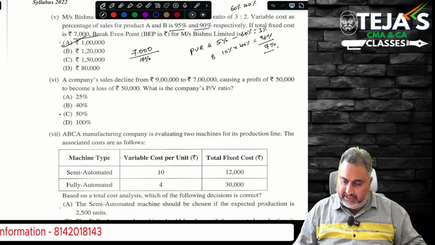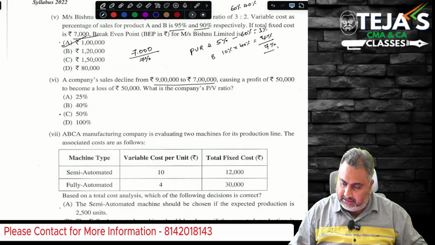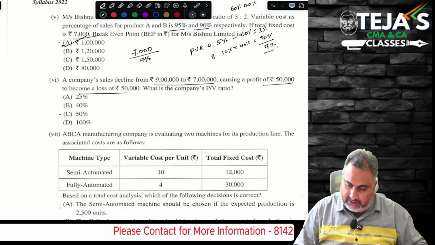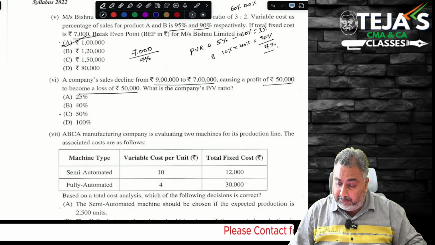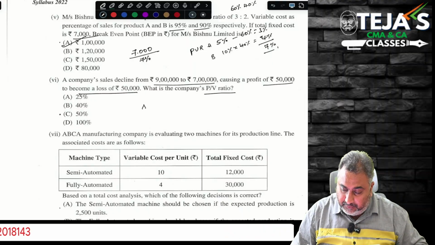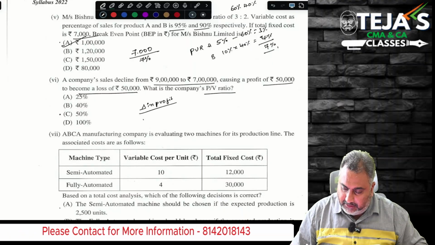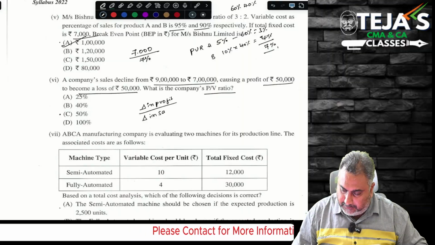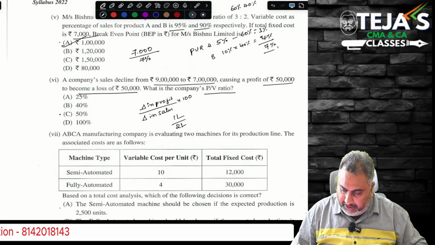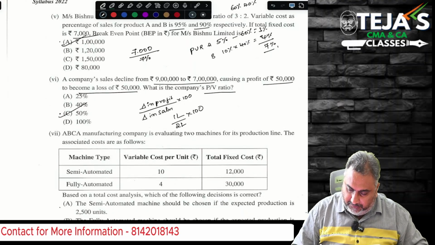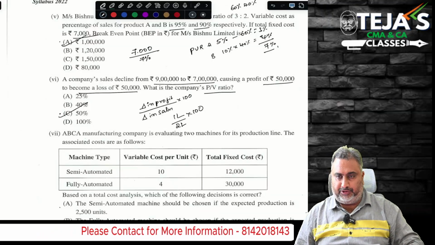A company's sales decline from 9 to 7 lakhs, causing a 50,000 to 50,000 loss. What is the PV ratio? Already we know that it is change in profit divided by change in sales into 100. 1 lakh divided by 2 lakhs into 100, 50% will be your option.